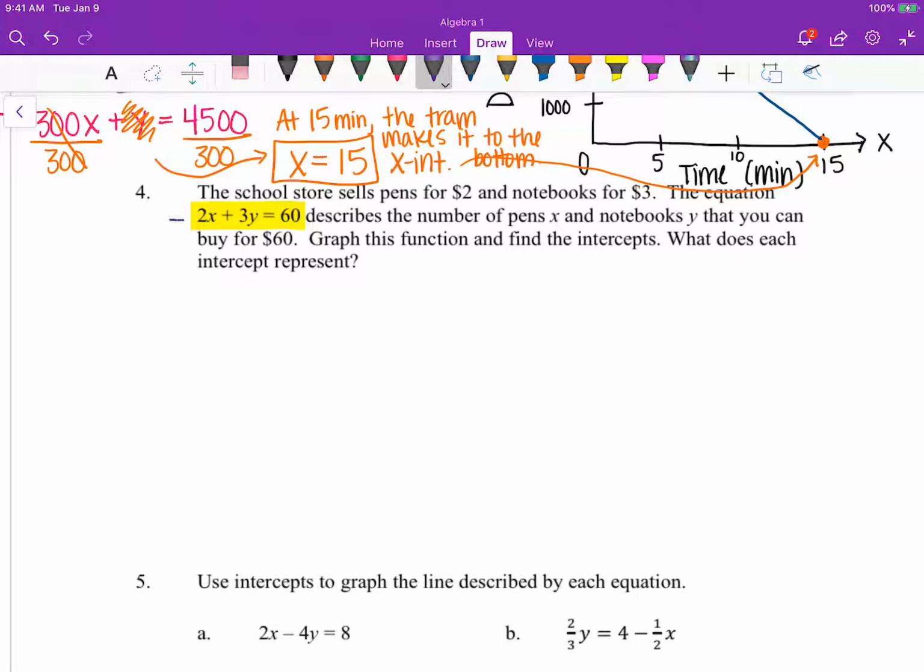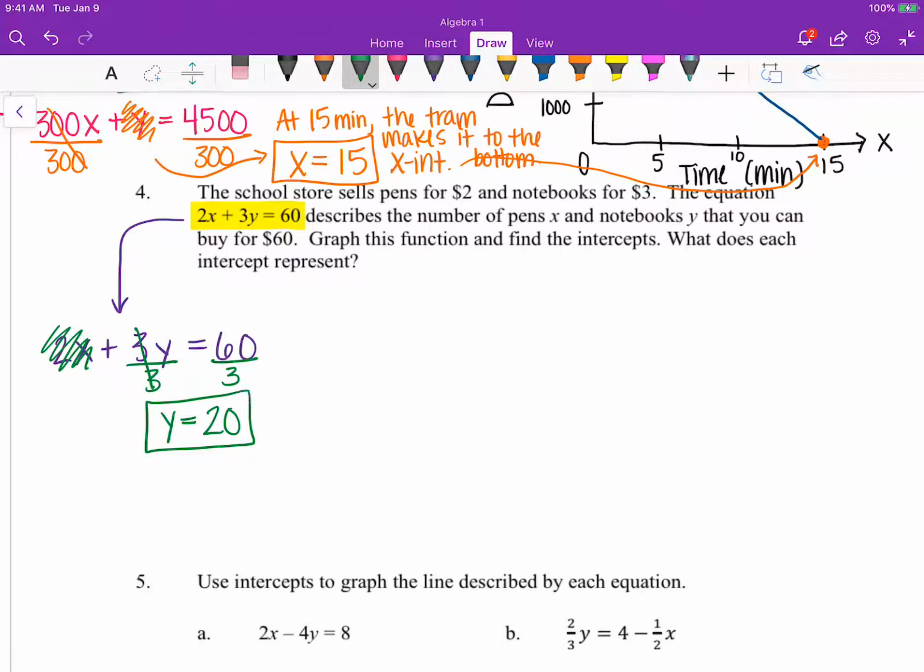So what we can do with this is right off the bat, we can get those intercepts really easily. 2x plus 3y equals 60. That looks just like ax plus by equals c, okay? Which means we can do our cover-up method right now. I'm going to cover up the 2x part. To get y alone, I divide both sides by 3. This gives me my y-intercept. If I do 60 divided by 3 in my calculator, that gives me 20. All right, so that is my y-intercept.